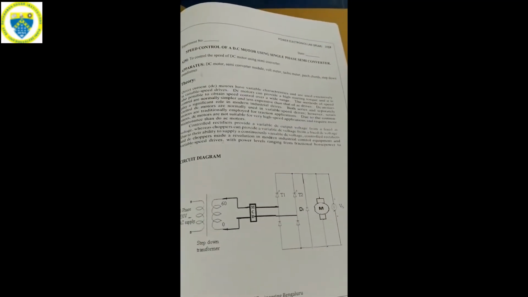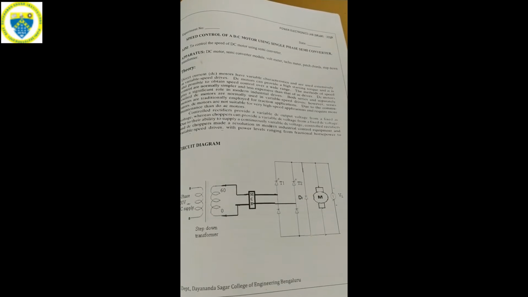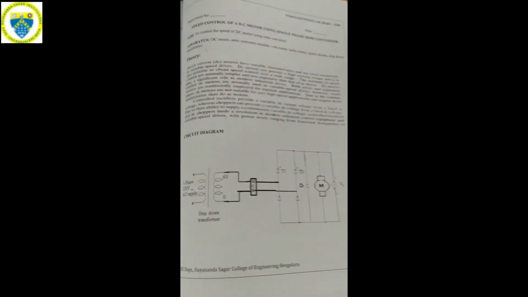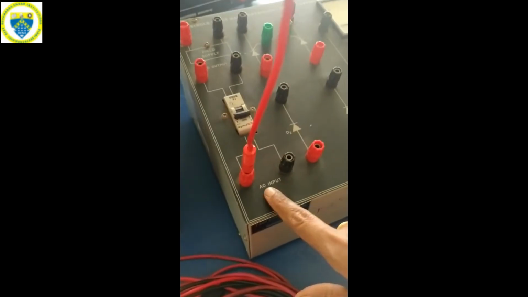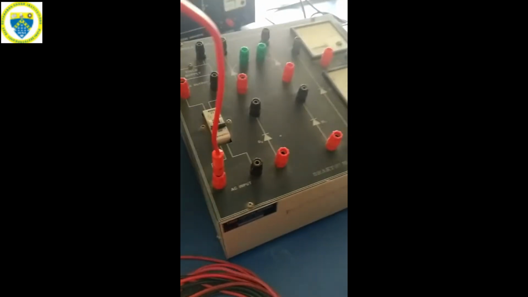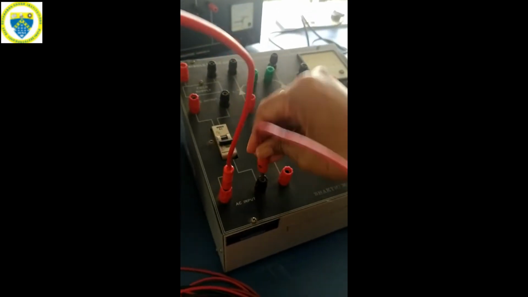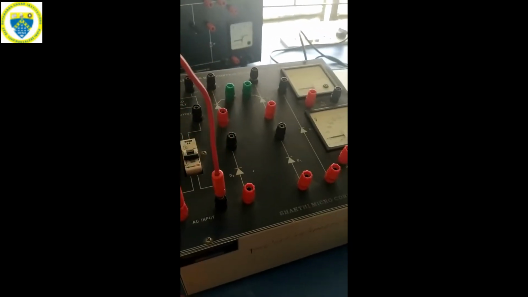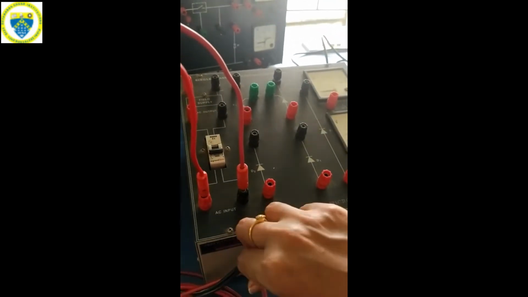Speed control of DC motor using single phase semi-converter connections. Supply is selected between 0 to 60 range. 0 is connected to AC input. 60 is connected to another terminal of the semi-converter kit.